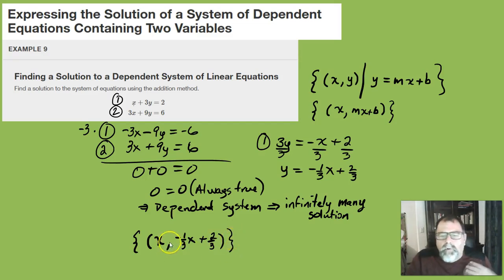Okay, so every point, so x can be any real number. In fact, sometimes you might write that, where x is any real number. So x is any real number, and then y is negative 1/3 times whatever x is plus 2/3, and this will generate all the points that are on the line. That's the solution to this system.